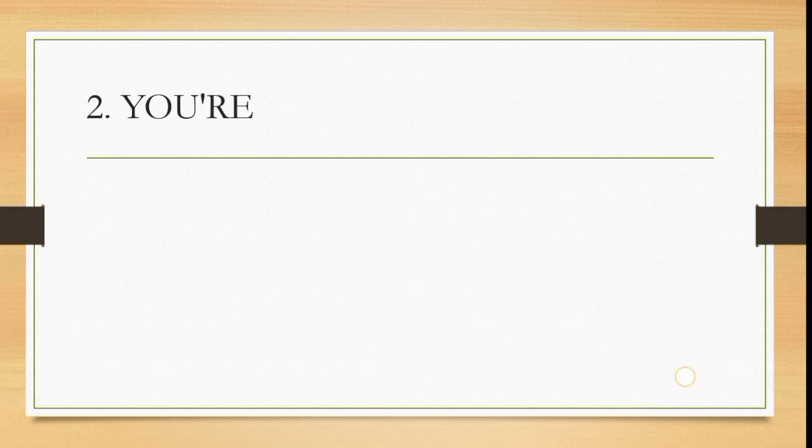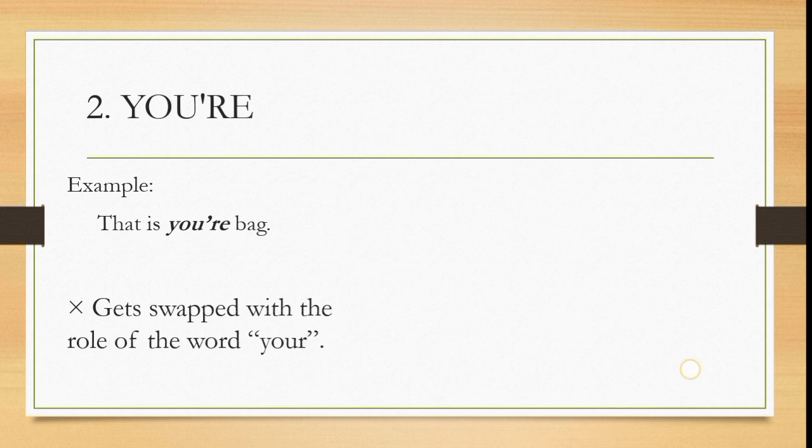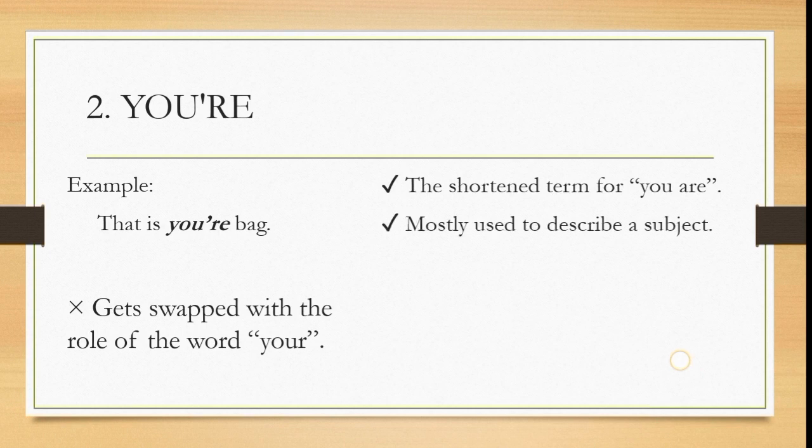And the difference between this word, you're, is that, "You're bag." It gets swapped with the role of the word your, which shows ownership or possession of something. And it's a mistake because it is mostly used to describe a subject. Example, you're the owner of the bag.